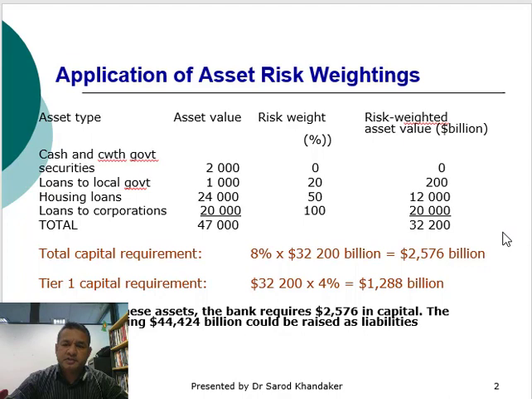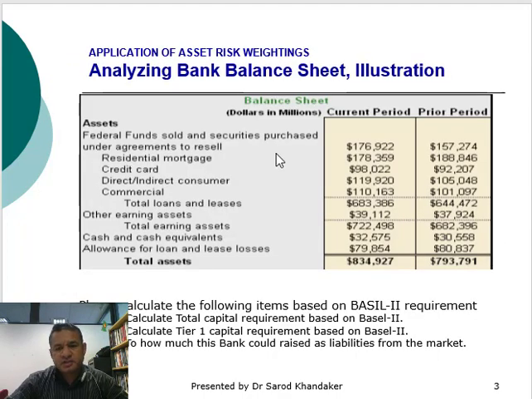Let's take a real example. Now this is a bank balance sheet. Two different periods have been listed here: one is the current period and the second one is the previous year's period.